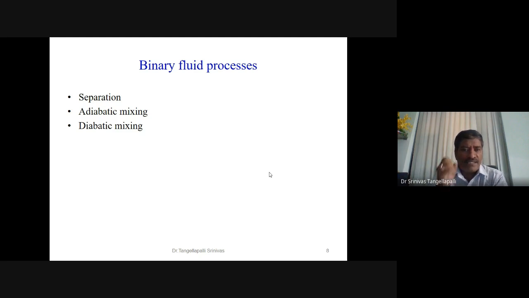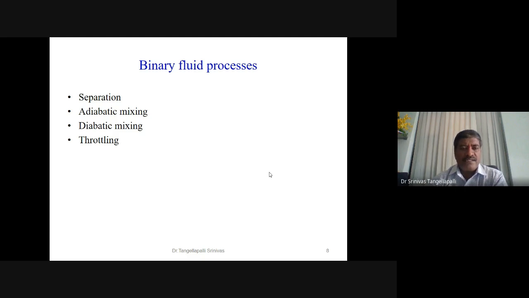So in this adiabatic mixing, mixing takes place to facilitate the heat rejection in the condenser. That's why adiabatic absorption is a good example for diabatic mixing, where mixing of the fluid, that's liquid and vapor, takes place. At the same time, heat rejection also happens for complete condensation of the vapor into the liquid state. So the separation, adiabatic mixing and diabatic mixing, and throttling.